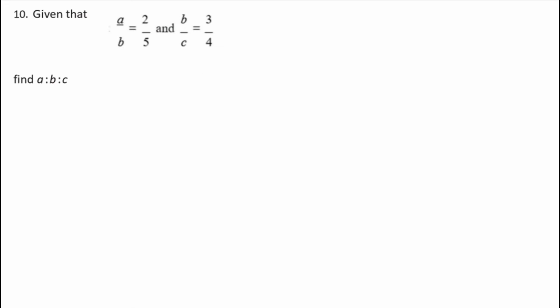Question 10. Given that A over B is 2/5 and B over C is 3/4, find the ratio A to B to C. Okay, so we've got some equations, haven't we, in A and B, and what we need to do is turn that into a ratio.